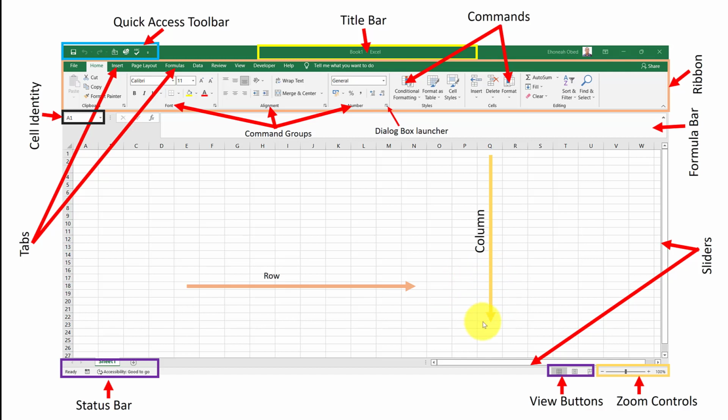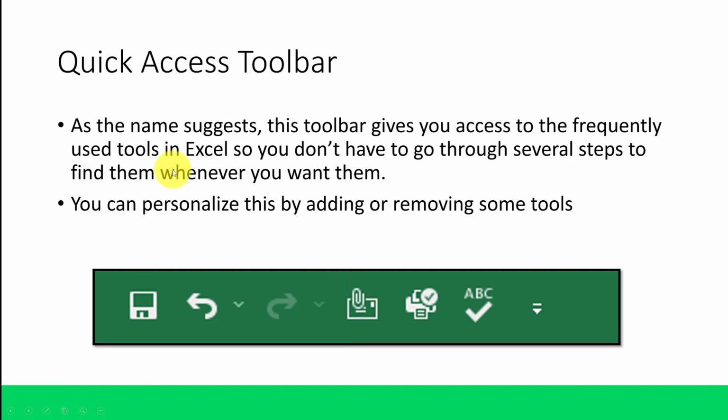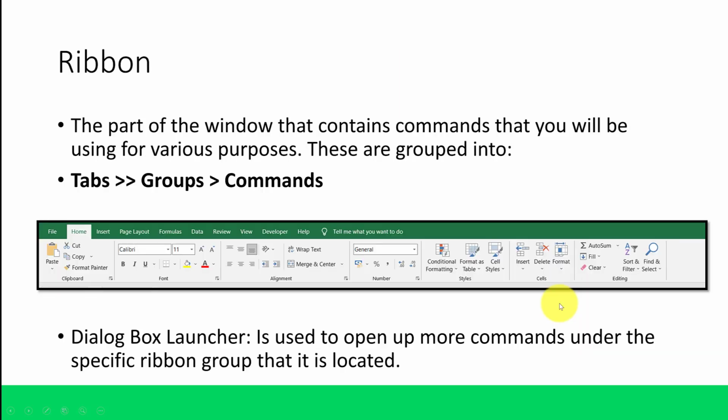Okay, so quickly let me go through the rest of the slides, then I'll show you practically. So we talked about the title bar, where you have your title. So this is Book 1 Excel. Whatever name you give your sheet, that would be shown on the title bar. You have the quick access toolbar, where you pin tools that you frequently use. So these are the quick access tools that currently are on the interface.